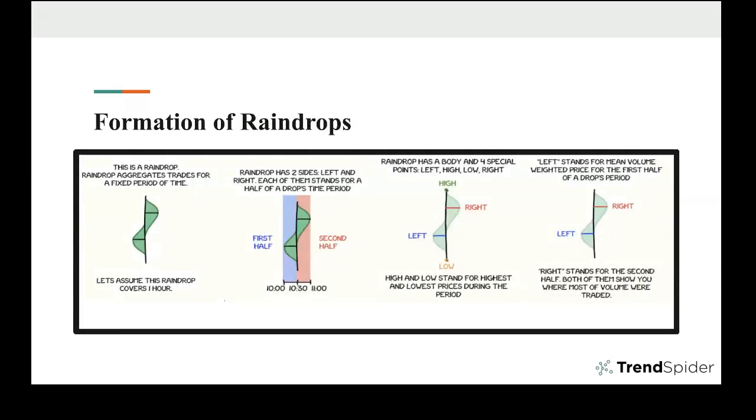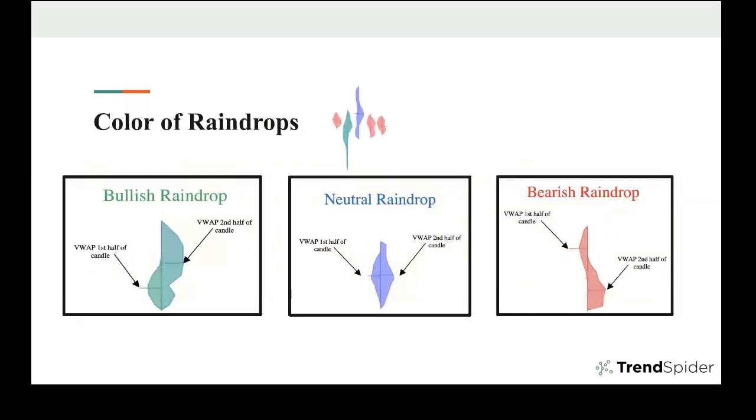This diagram here shows you how you build them over time and what the meanings of each portion of them are. When you complete building a raindrop, you end up having the formation, and then you have to decide on color. And this is where it starts to get very interesting. Obviously, if the right VWAP, the second half of the period's VWAP, is higher than the VWAP on the first half, then that raindrop will turn green because price and volume have increased. And the same is true in the opposite case, right? If the volume-weighted average price during the second half of the period is lower than the first, then it will be red, and that's a bearish raindrop.